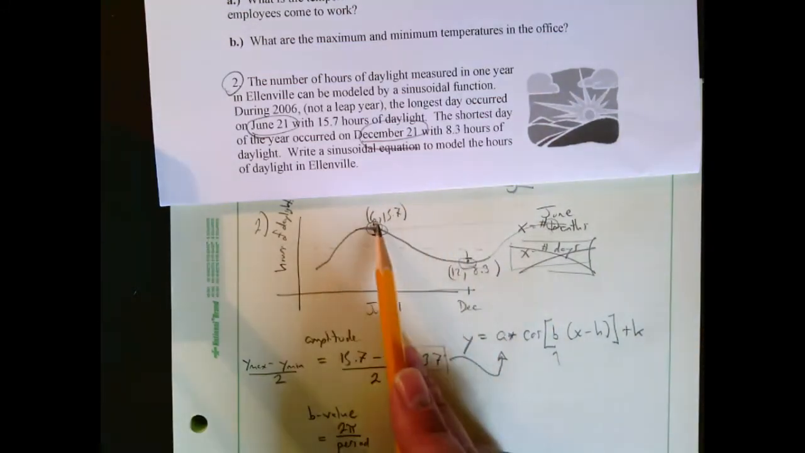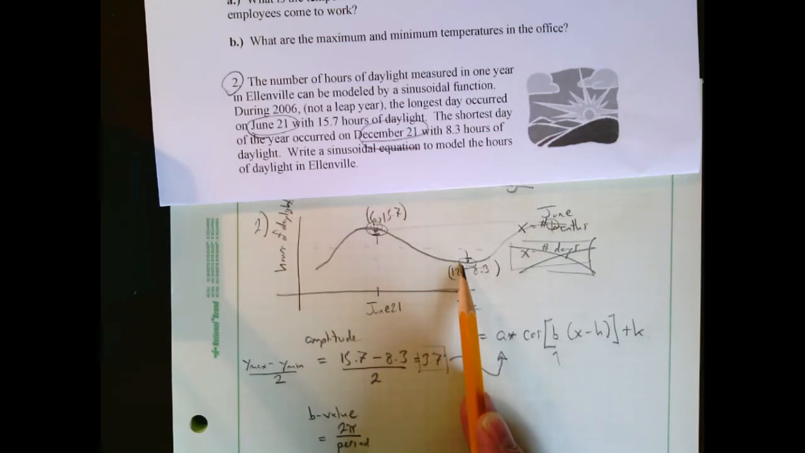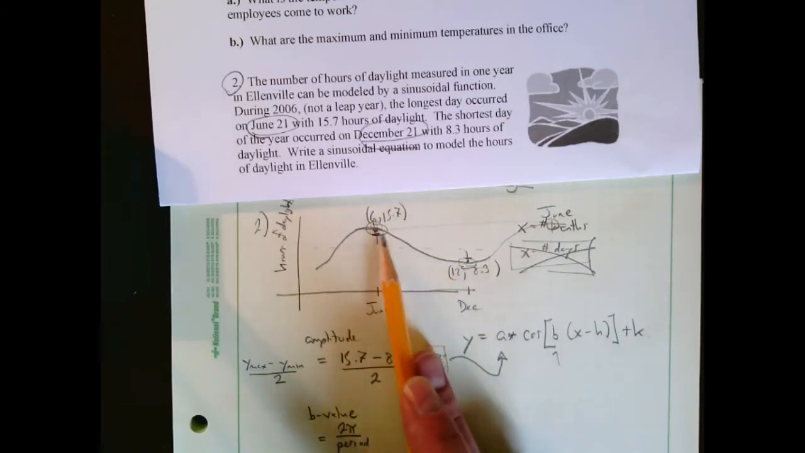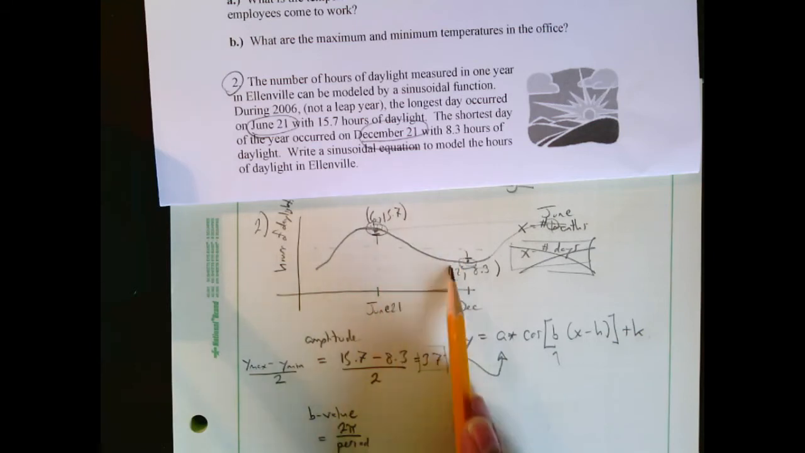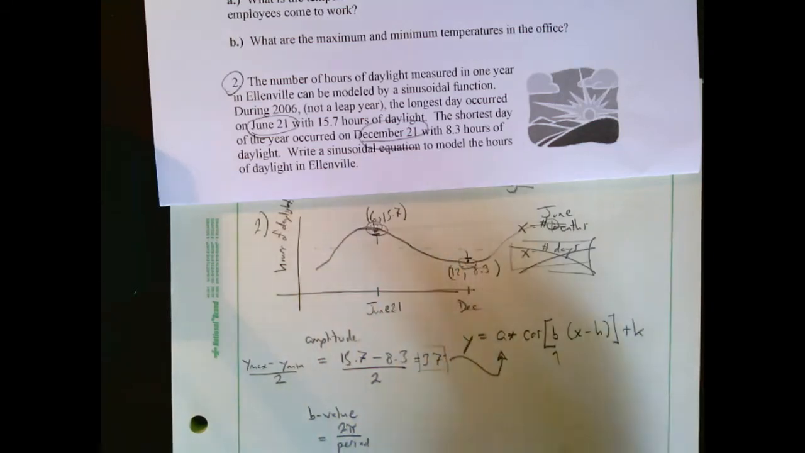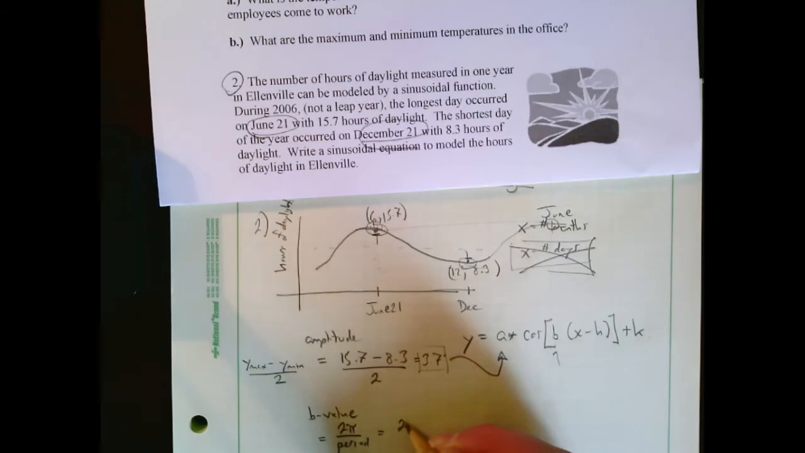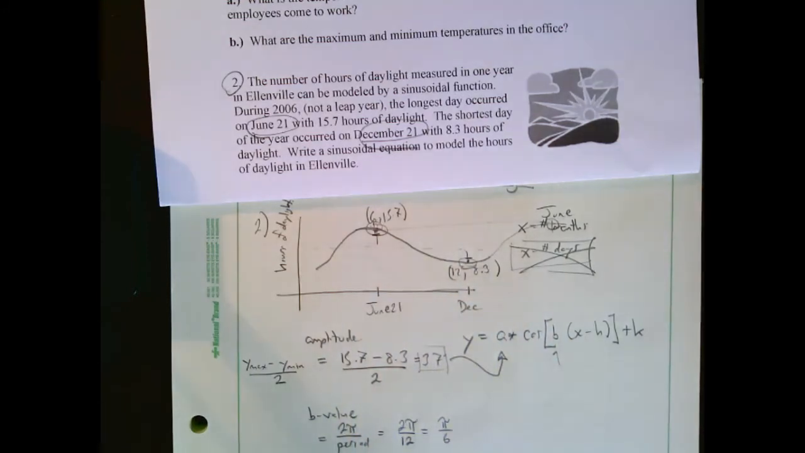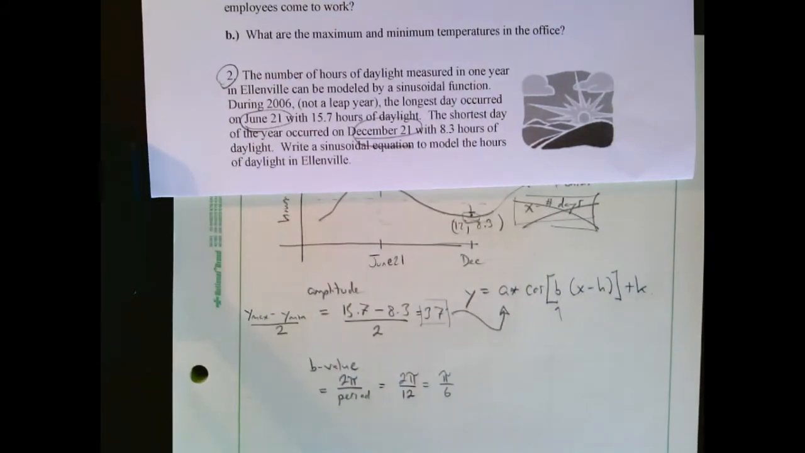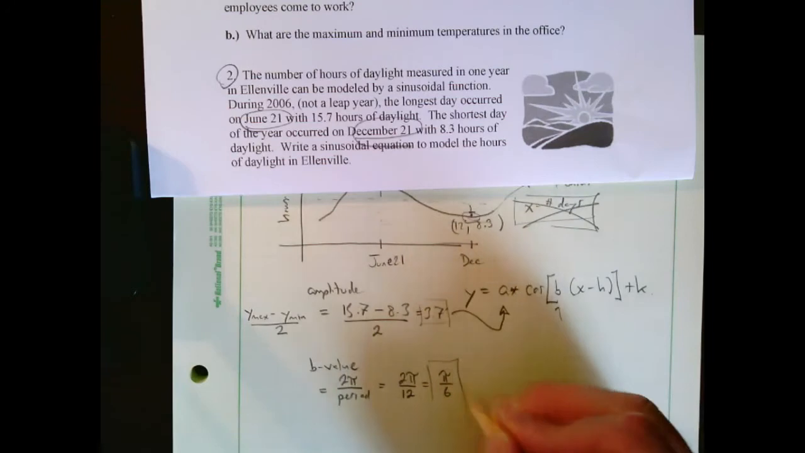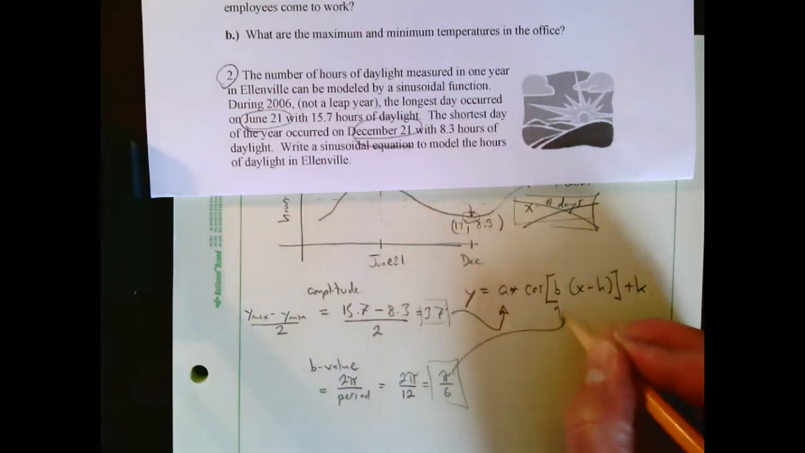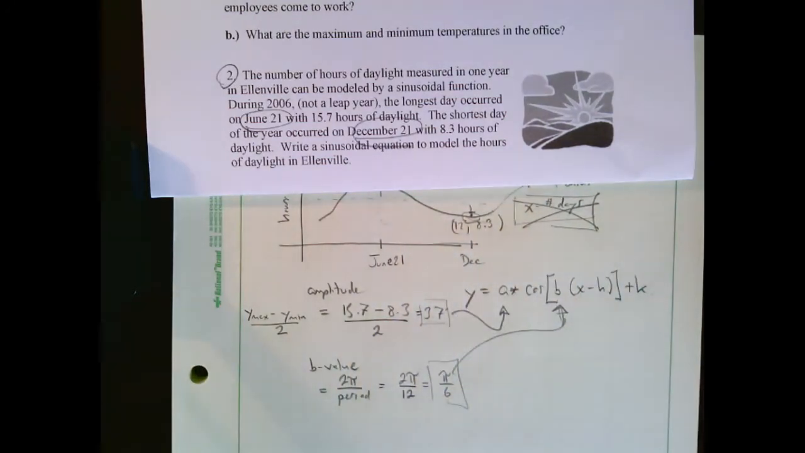Or if you go from high to low, that's 6 months. You could take any time you know a high to low, you can find that, and then you can multiply it by 2. So we're going to go 2 pi over 12. I think most of your teachers would prefer you to reduce it, but if you gave us 2 pi over 12, I don't think any one of us would say that you were wrong on that. We would just say, hey, can you reduce that? All right, that's my b value.